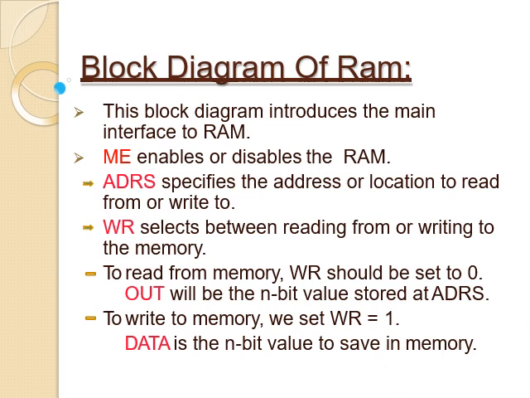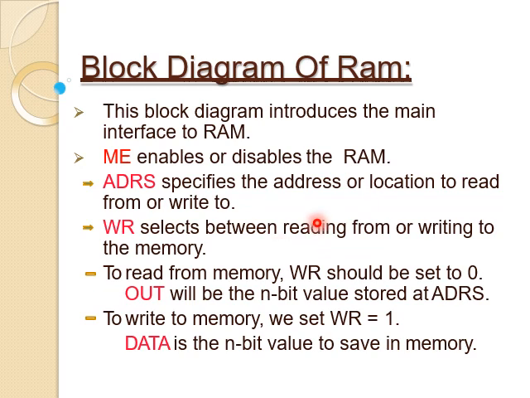Now we'll see the description of the block diagram. Memory enable, which we have seen in the previous slide, enables or disables the RAM. You have address lines. This address line specifies the address or location to read from or write to. You can transfer the stored information out, that is read, and it is also capable of receiving needed information in for storage, that is your write operation.